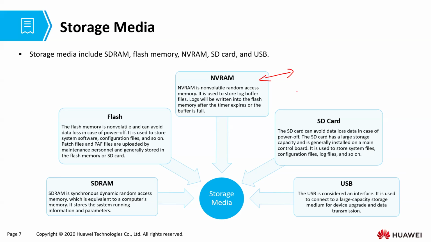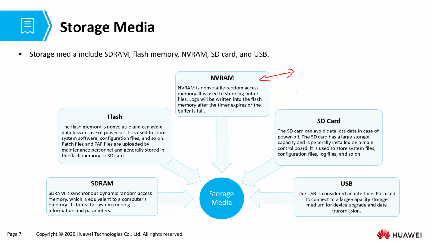Log buffer files are files used mostly to make sure that our system messages are logged on time, so the system messages and events are available if needed at times, including alarms. We call them logs, and they are stored in the NVRAM. I think that's the specific function of the NVRAM in Huawei devices.